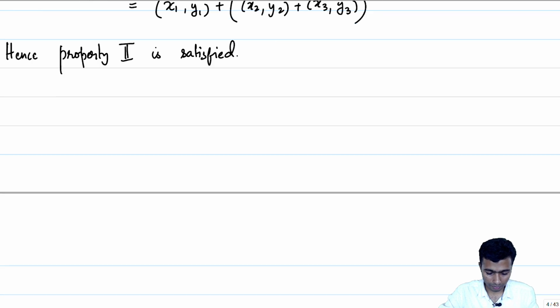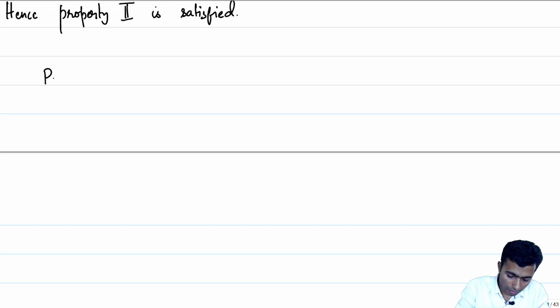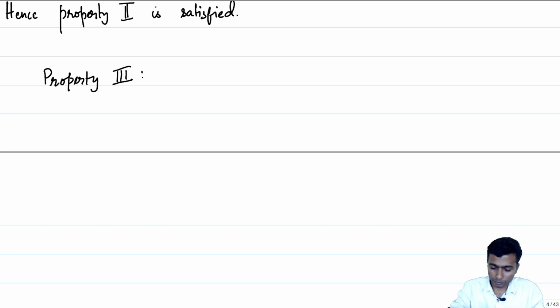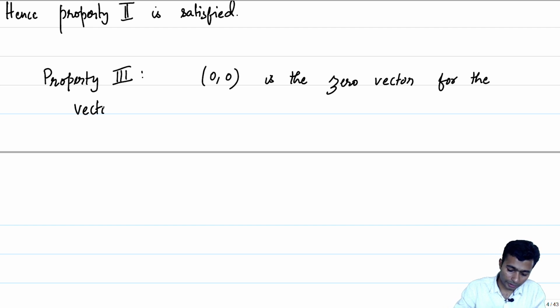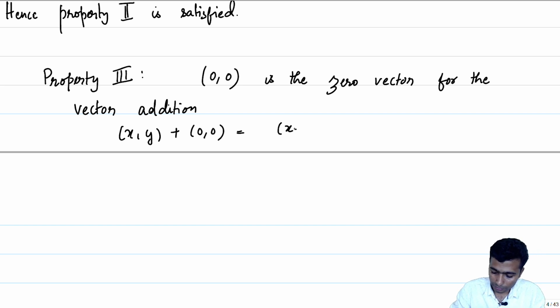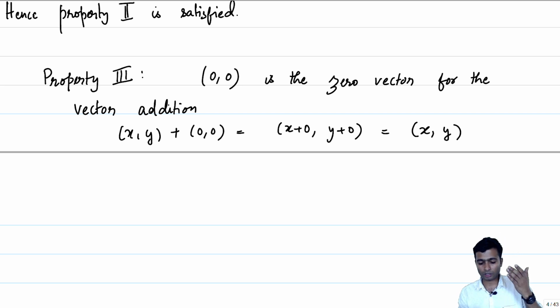So, what was property 3? Property 3 talked about the additive identity, the existence of a 0 vector. My claim is (0, 0) is the 0 vector for the vector addition. In particular, (0, 0) is an element of capital V. So, if you look at (x, y) plus (0, 0), what do we have? This is equal to (x plus 0, y plus 0). But any number added to 0 should give you back the same number. So, this is equal to (x, y). So, any vector v added to the 0 vector is giving us back v. So, yes, property 3, additive identity does exist. Property 3 is satisfied.